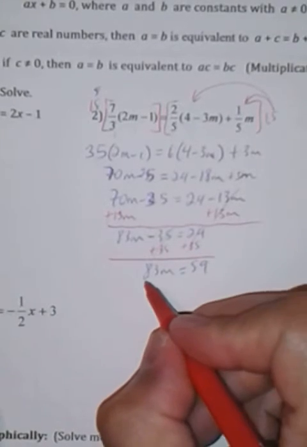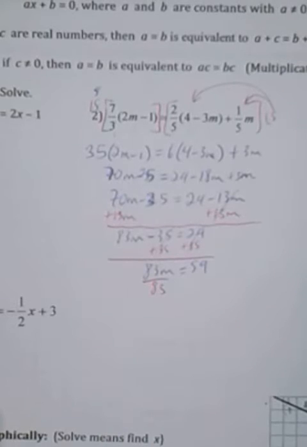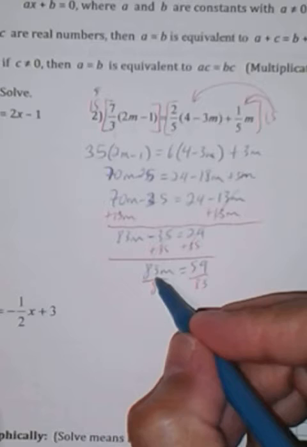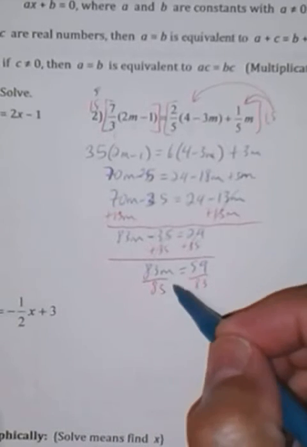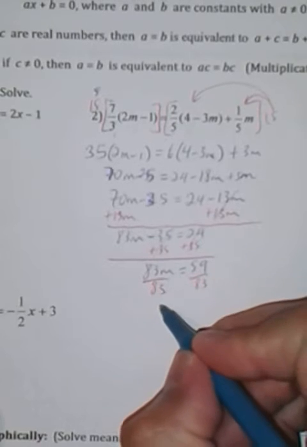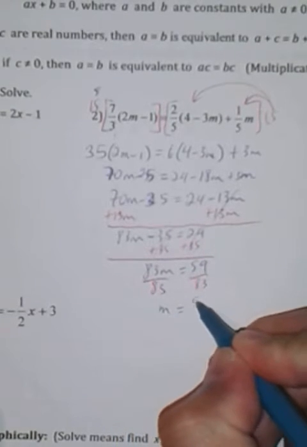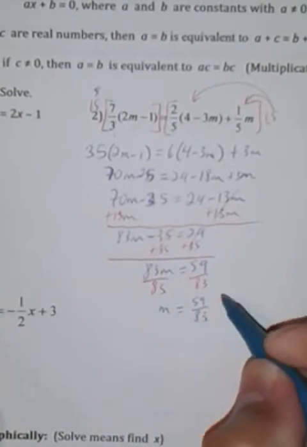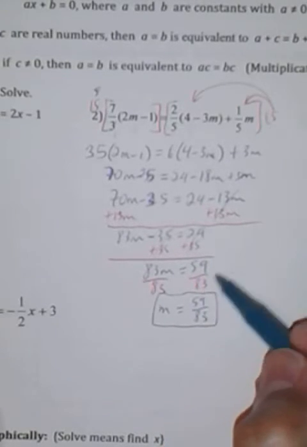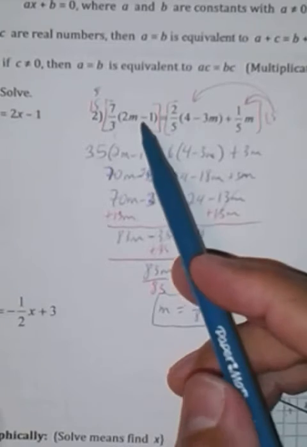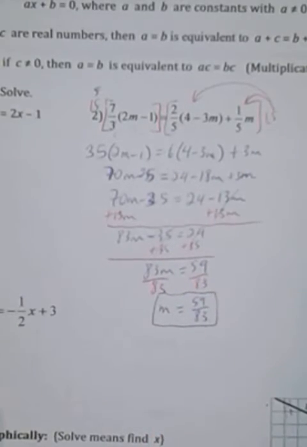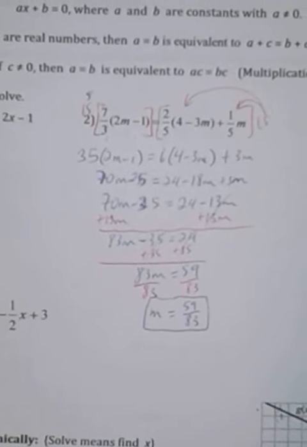Then I'm going to divide by 83, and notice the difference. I divide here, I don't subtract, because if I subtract, I have to subtract 83m. I can't really subtract 83m minus 83. But if I divide, that'll be 1m equals 59 over 83. Assuming I did everything right, that should be my answer. If I wanted to check, I would have to plug it in place of m and double check to make sure I got the same thing on both sides. It's a little bit long to do that, so I'm not going to do it.